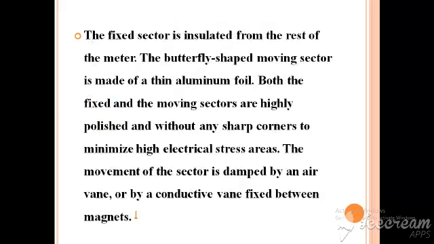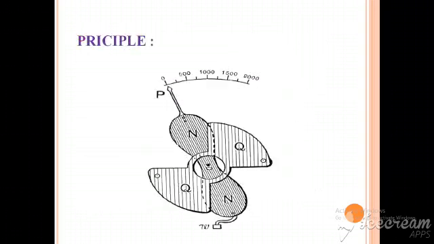The fixed sector is insulated from the rest of the meter. The butterfly shaped moving sector is made of a thin aluminium foil. Both the fixed sector and the moving sector are highly polished and without any sharp corners, to minimize high electrical stress areas. The movement of the sector is damped by an air vane or by a conductive vane fixed between magnets. So see here.